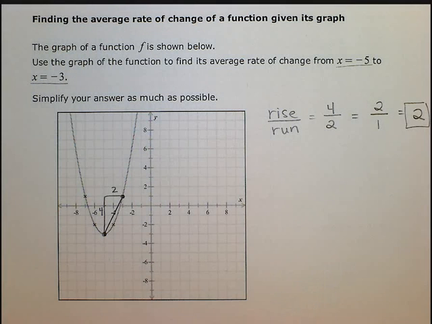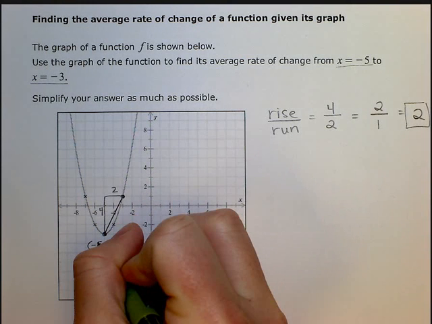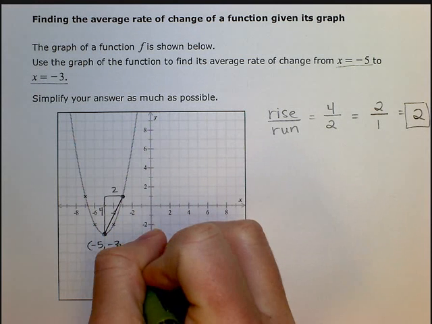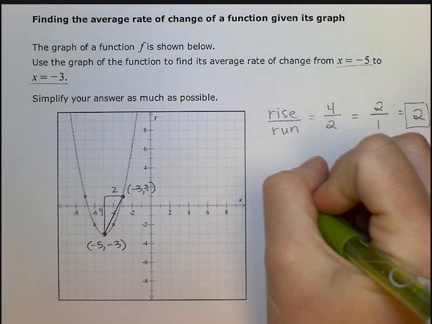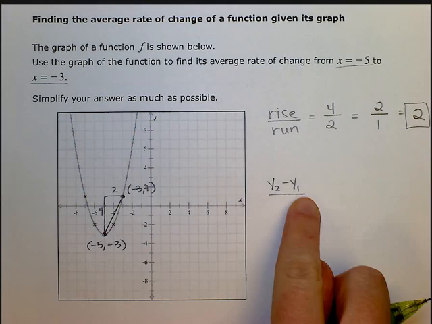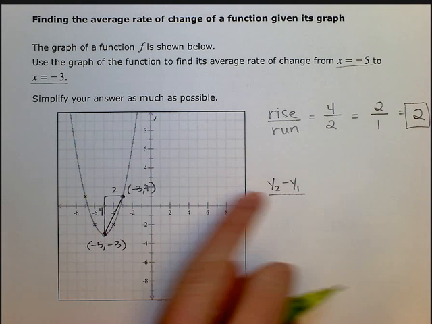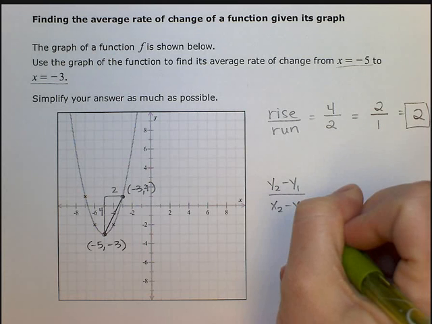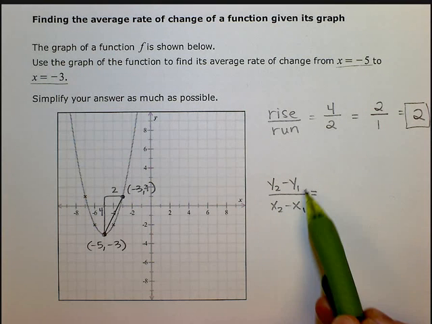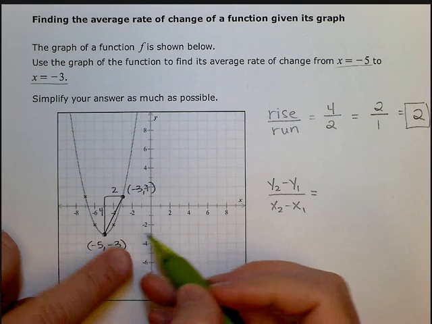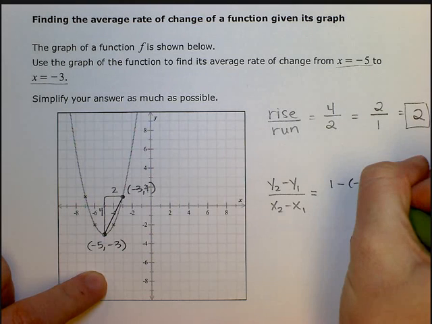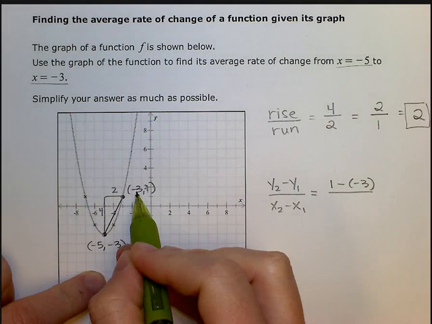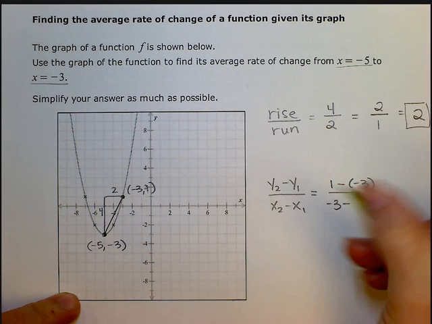Now there's another way I can check it, and that's using the slope formula. First I need to think about which each of these points are. -5, -3, and -3, 1 are my 2 points. So I'm going to use the slope formula: y2 minus y1 over x2 minus x1. So this is the change in y over the change in x. My y2 is 1 minus my y1, which is -3. My x2 is -3 minus my x1, which is -5.